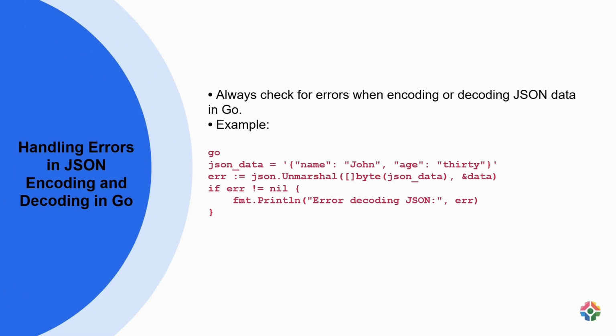When working with JSON data in Go, ensuring error checking is crucial to handle issues during encoding or decoding operations. Neglecting error handling can lead to unexpected behavior or application crashes. In the provided example, the JSON data contains a mismatch between the expected data type and the actual value, age, as a string instead of an integer. When attempting to decode this JSON data using json.Unmarshal, an error will occur. The error must be captured and handled appropriately to prevent any adverse effects on the program's execution. Always pay close attention to potential errors during JSON handling to maintain the reliability and robustness of your Go applications.